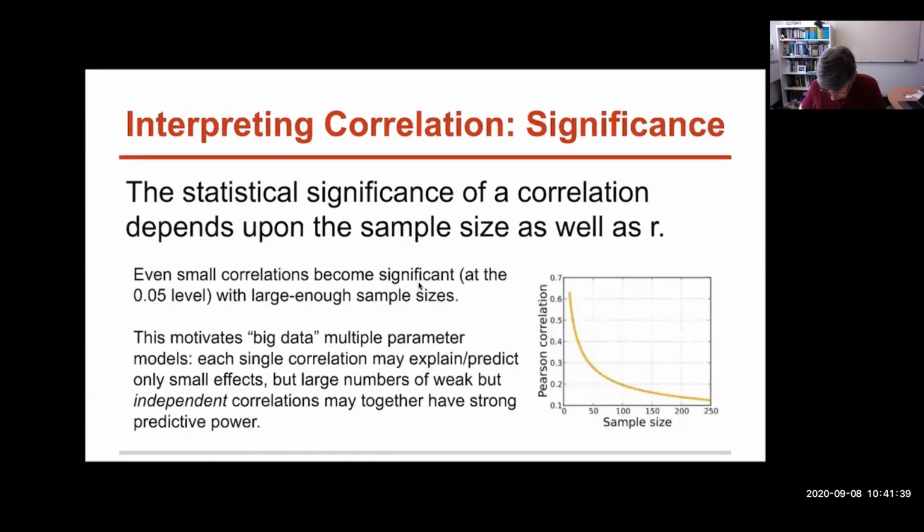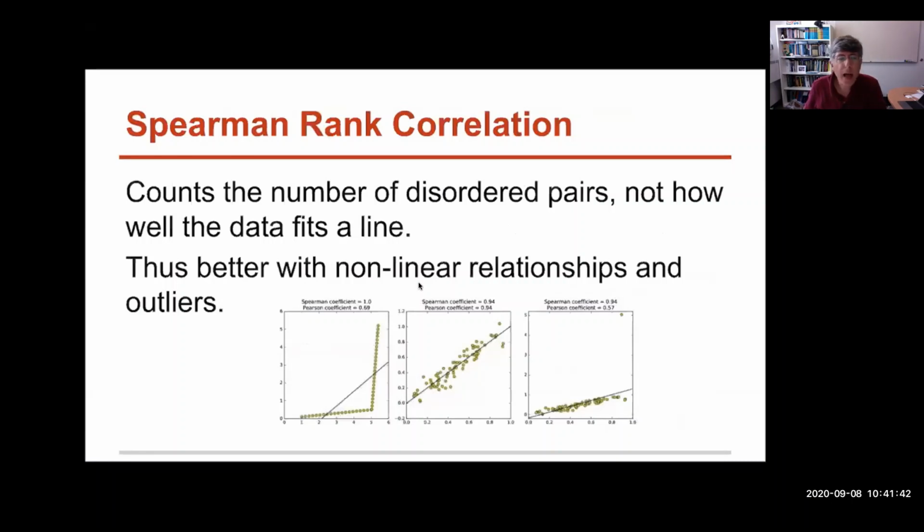range of variables, okay? And that is why there is another form of correlation that is important to know about, called the Spearman rank correlation. Sometimes there is a positive relationship between two variables that isn't necessarily linear. The Spearman rank correlation doesn't count how well a line fits the data, but measures how many disordered pairs there are.